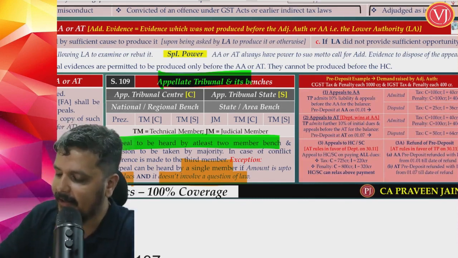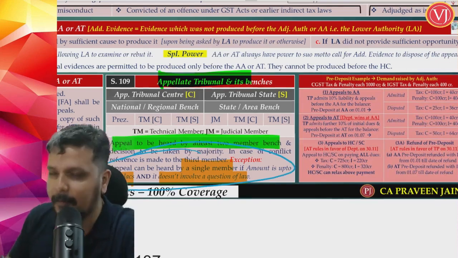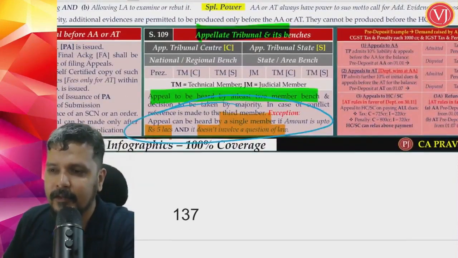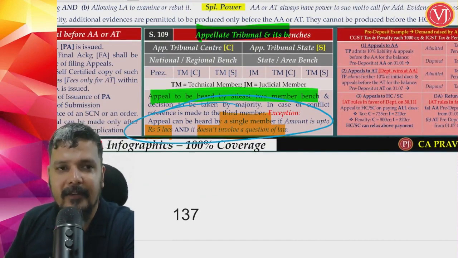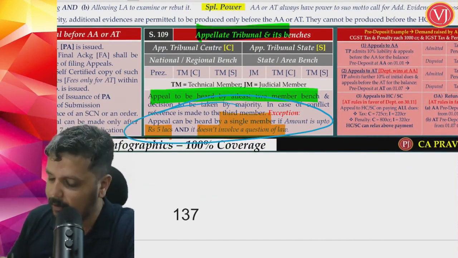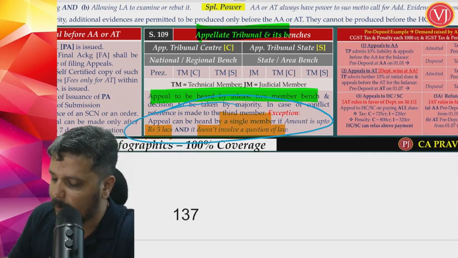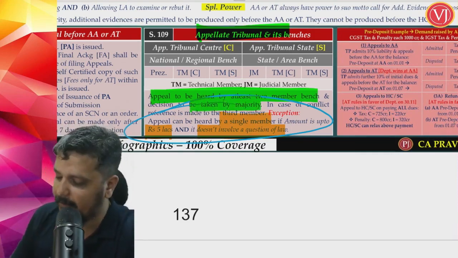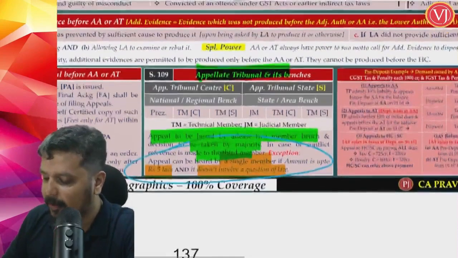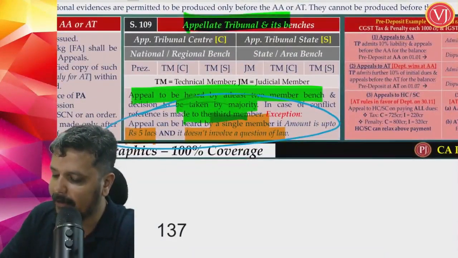Can the matter in second appeals tribunal be heard by a single member? Yes, when two criteria are met: less than or equal to 5 lakhs plus does not involve a question of law. And whenever they are hearing, with a minimum two-member bench, it will be decided by the majority. If at all it is equal, they will refer it to the third member. Now, the members will be split in this particular manner.